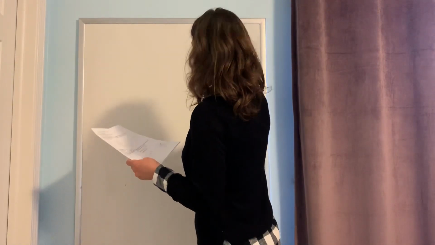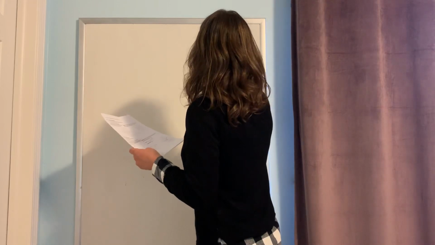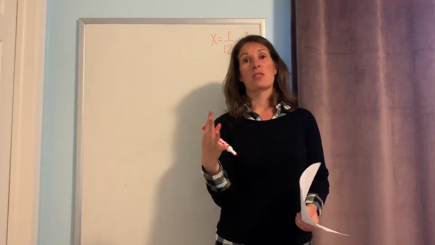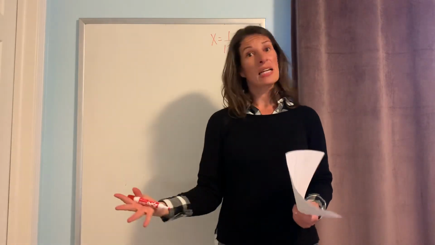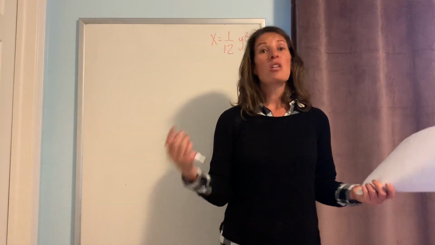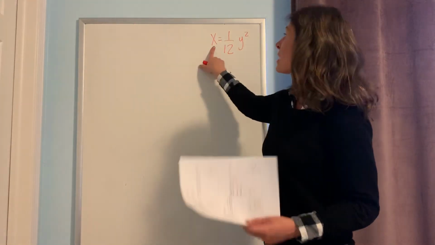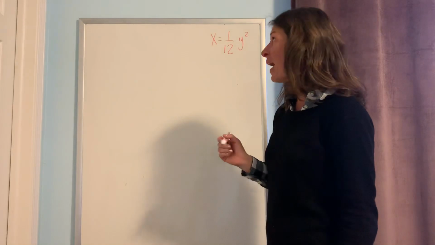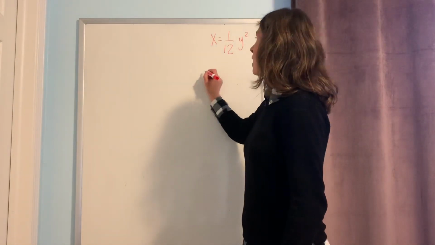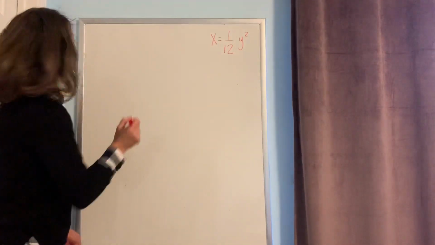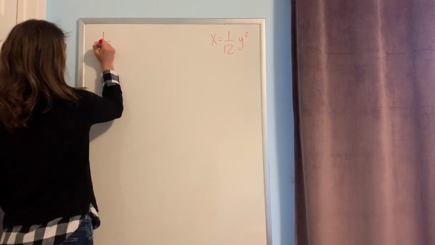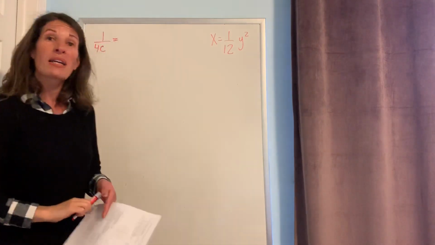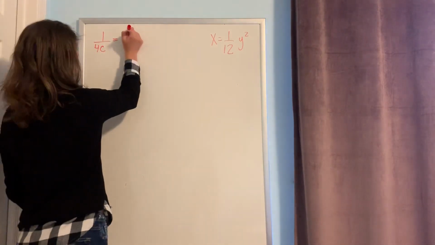I have x is equal to 1/12y squared. Okay, so first, my focus, is it going to be on the x-axis or on the y-axis? You know it's going to be on the x-axis because it's an x equals. So let's find what our focus is. We know that 1/4c is equal to our a value, the value in front of y squared. So it's equal to 1/12.